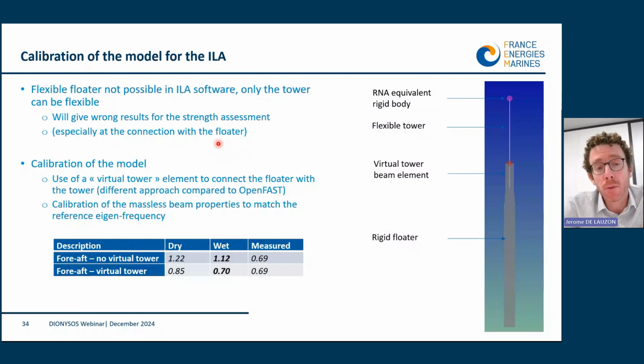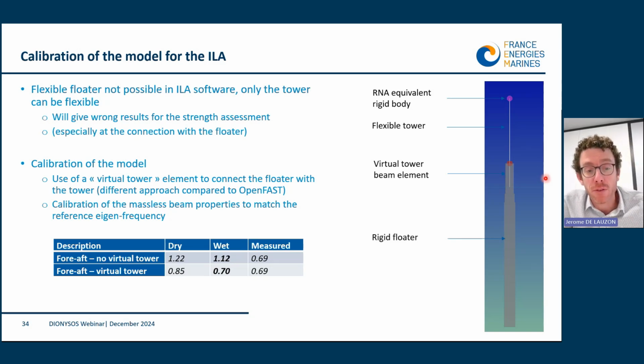So in Opera and in other software, in general case, again, only the tower can be flexible. So of course, you will not get the correct result for the strength assessment. So on the right-hand side, you see the modeling. So the idea is to calibrate this model so that the eigenfrequencies will match the real eigenfrequencies.